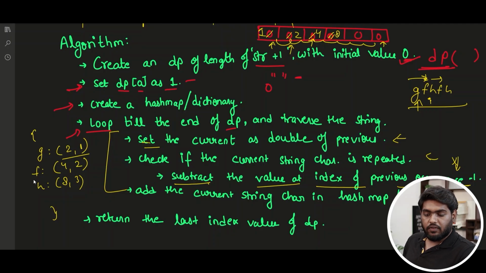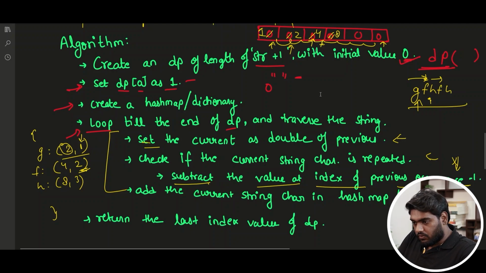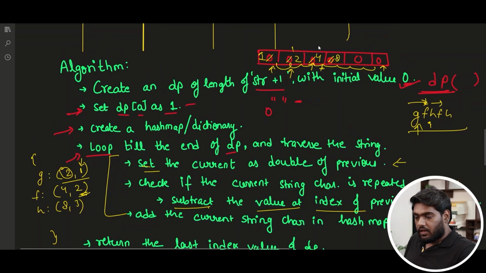What is the previous occurrence of F? It is at 2. We have to take the value at the index 1 previous to it. So we have F at 2, and we have F here. Let me scroll down. We have to use this value, and here we have 2.